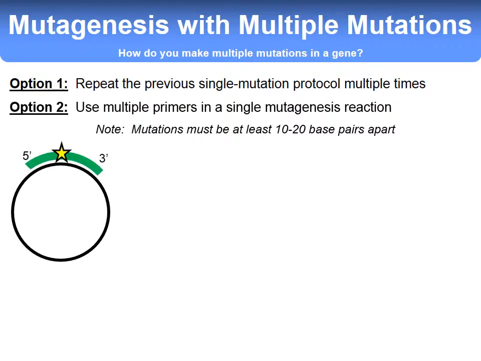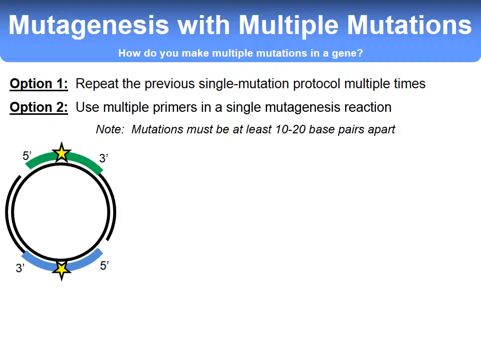So if your mutations are at least 10 to 20 base pairs apart, all you need to do is add 2 different primers. And each of the primers is going to have its own mutation near the middle. Now I say they have to be 10 to 20 base pairs apart because if they're not that far apart, then they'll be overlapping and your reaction won't work. So they need to be at least a little bit far apart. They don't need to be completely opposite like I have shown in the picture here, but they need to have some spacing.